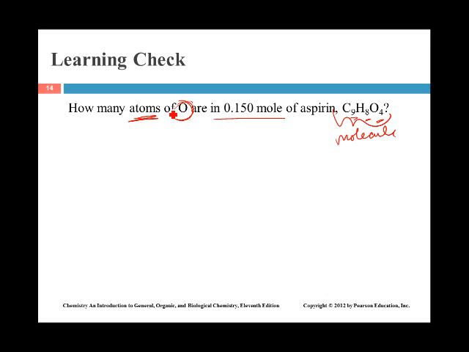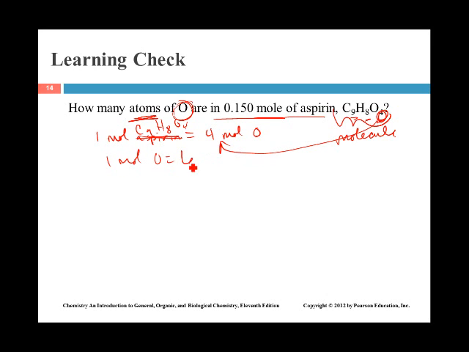So, we have 0.15 moles of aspirin. So for every 1 mole of aspirin, we have 4 moles of oxygen. And I got that from the subscript. And I'm going to replace the word aspirin with C9H8O4 just to reiterate that. Once we get it in moles, then we can get from moles to atoms, because 1 mole of oxygen is equal to 6.02 times 10 to the 23 atoms.